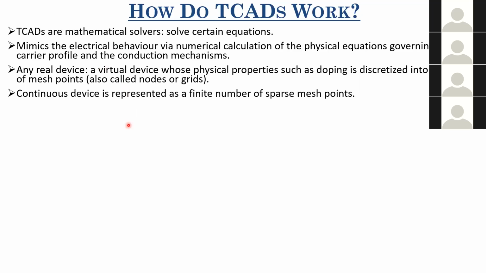But any continuous device is represented as a finite number of sparse mesh points. Why finite? Because any device is continuous, so in between any 2 points there are an infinite number of points. If you go ahead and solve the equations on all of those points, it will take forever. So time is also a constraint. Just to save time, we discretize any continuous device into a finite number of sparse mesh points, and then solve these equations only at those mesh points.